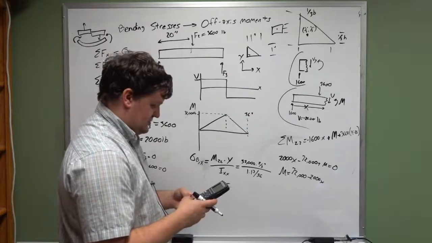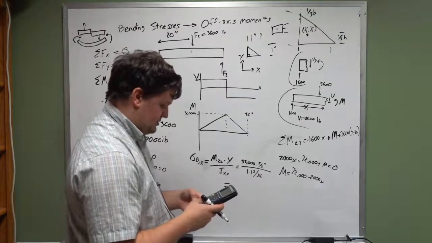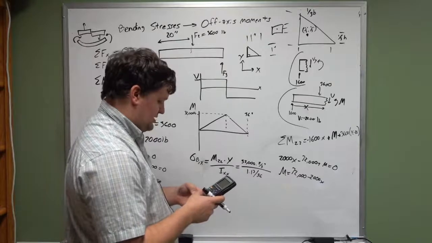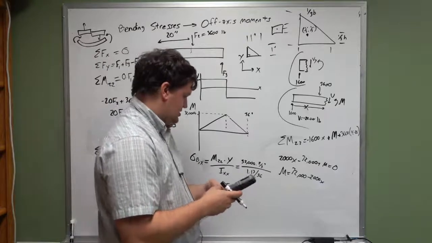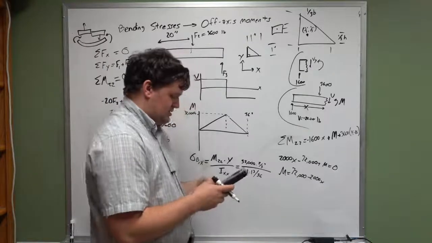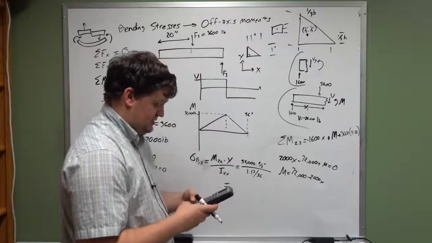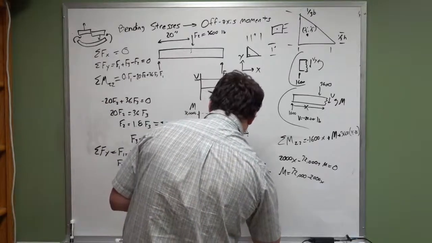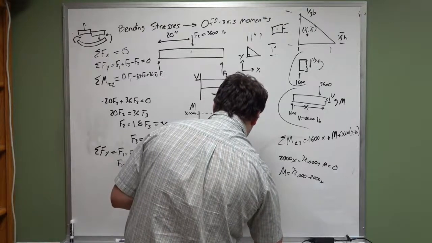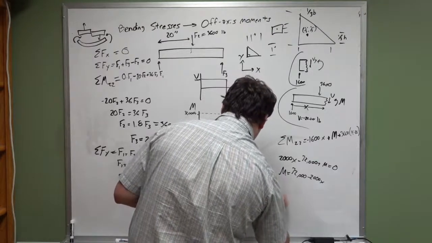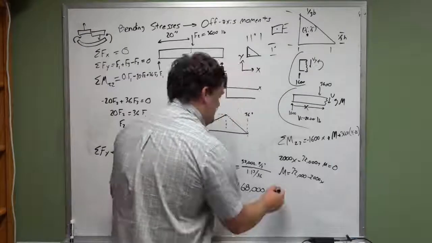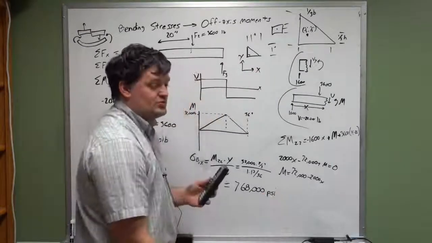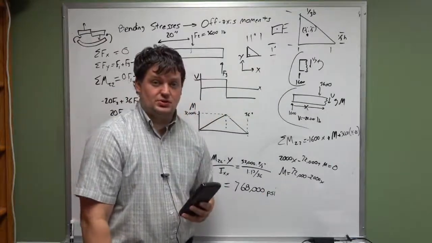32,000 times 2/3 divided by 1 times 1 divided by 36 is going to be equal to 768,000 psi. Now that is a massive amount of force. It would probably cause failure in this component.